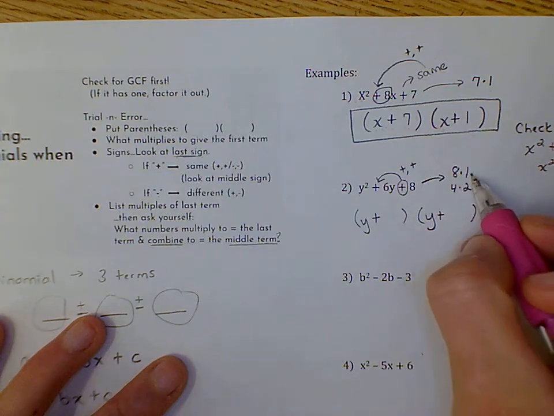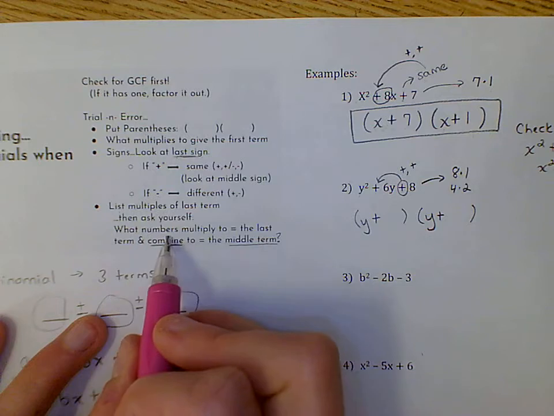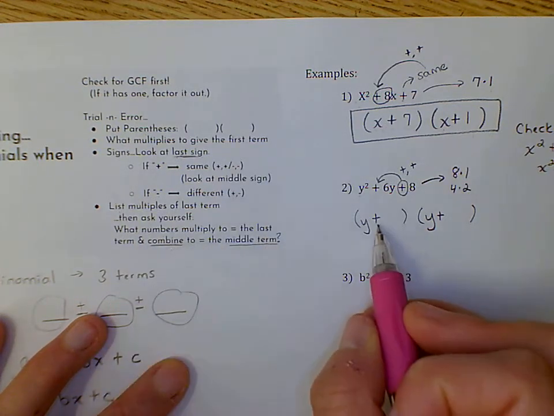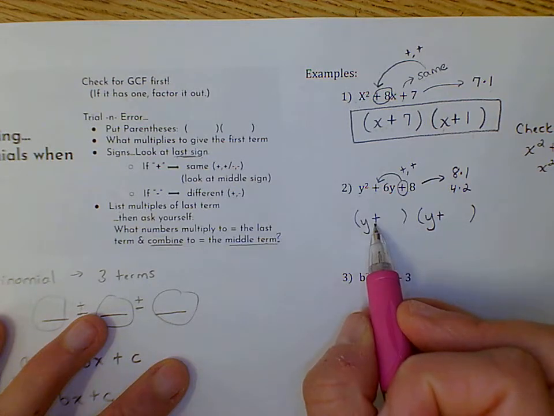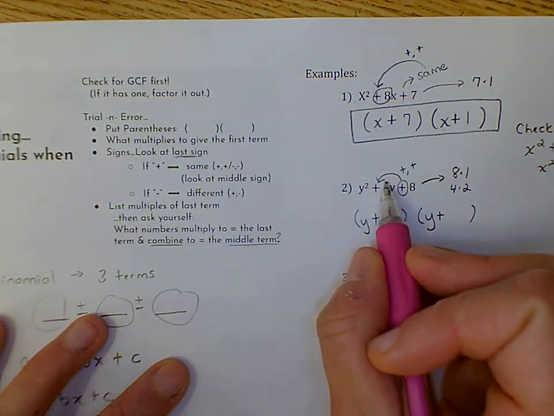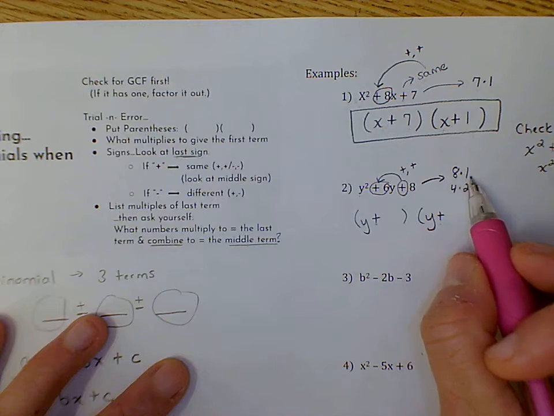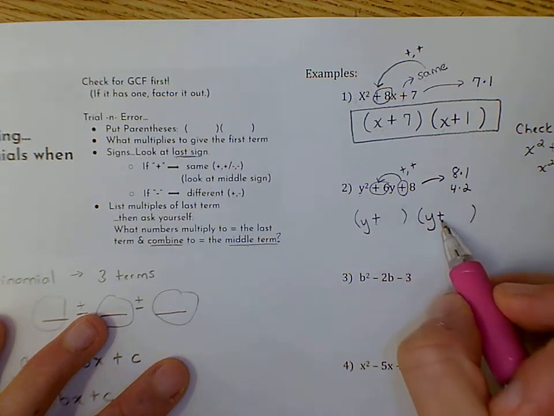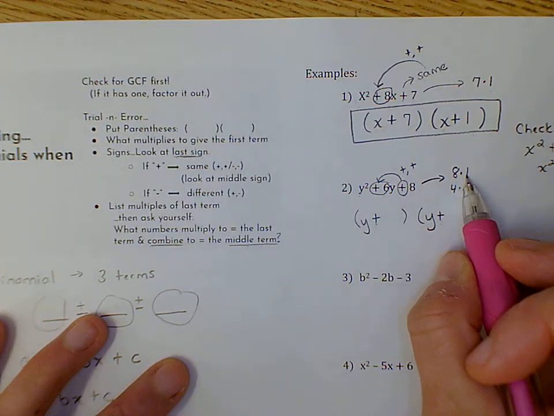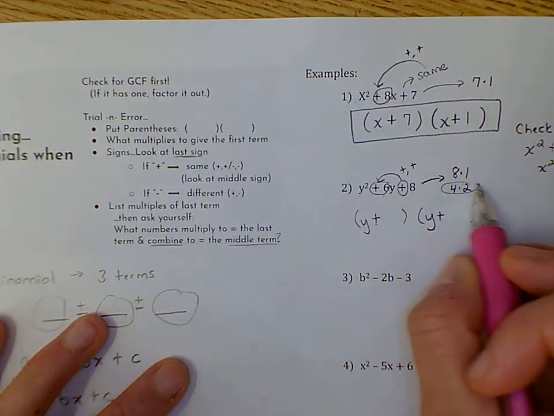So we're going to look at each one of these, and we're going to ask ourselves this question. Which of those numbers that multiply to equal the last term will combine, remember, with those signs, so that means they're both going to be positive, to give me the middle term. And so my middle term, the term that I'm trying to get, is a positive 6 here. So which of these, when I combine them, both of them being positive, will give me a 6? So like 8 plus 1 gives me 9, so that's not going to work. 4 plus 2, that gives me 6. So this is the one that works.